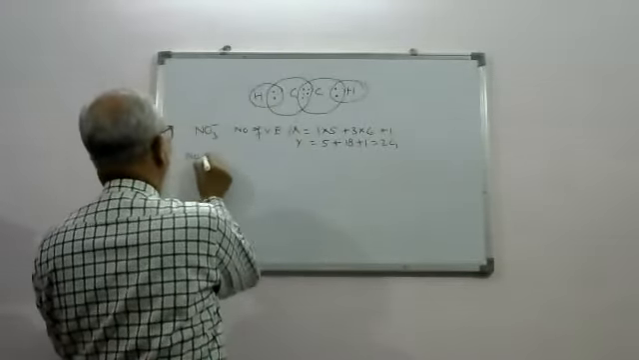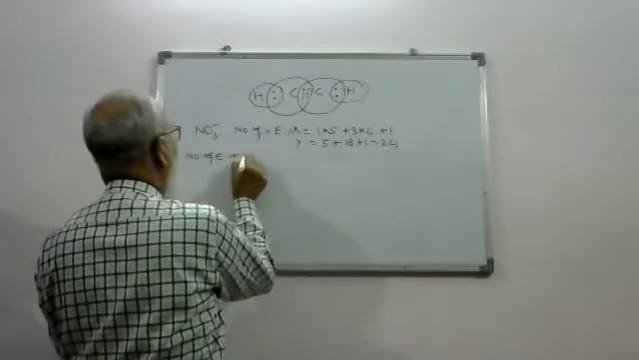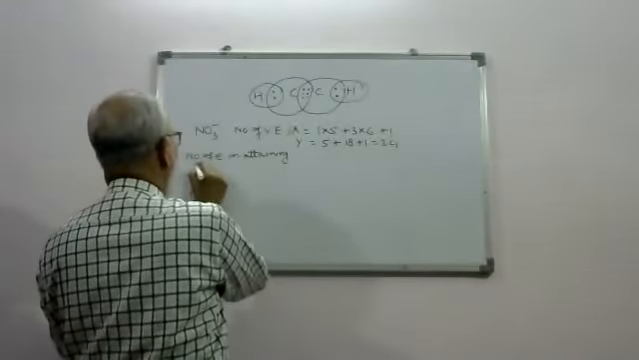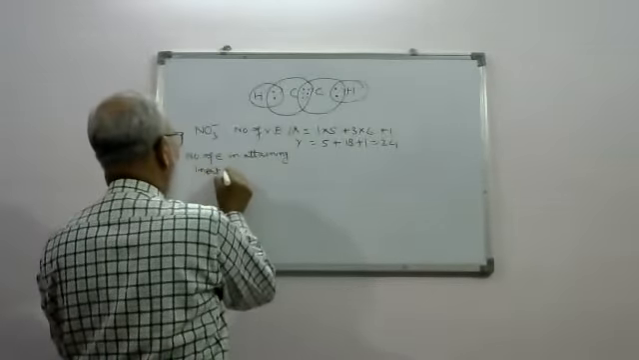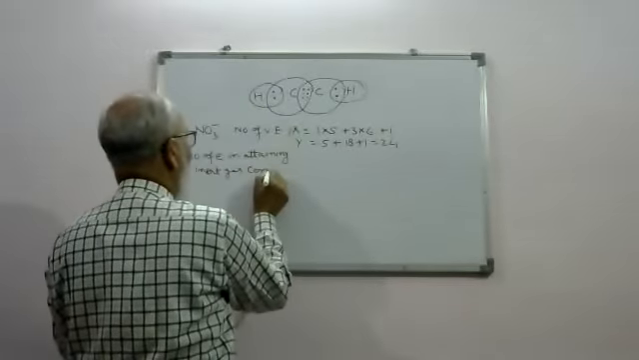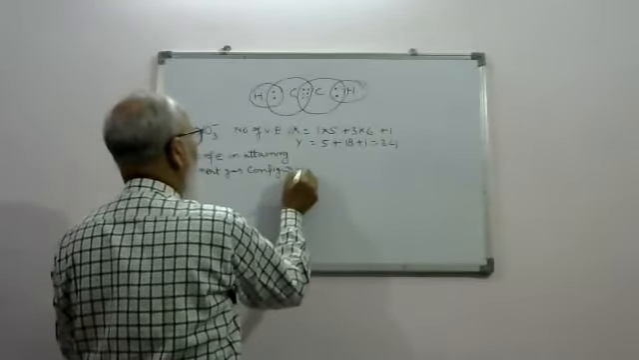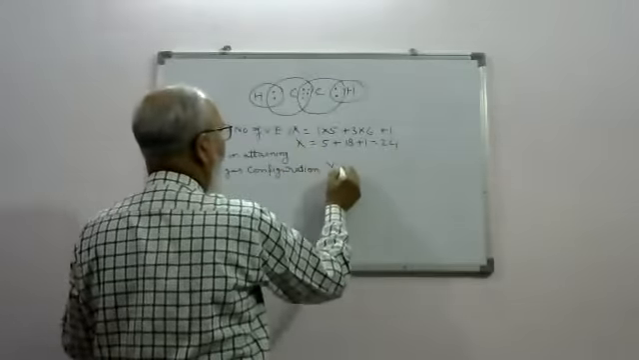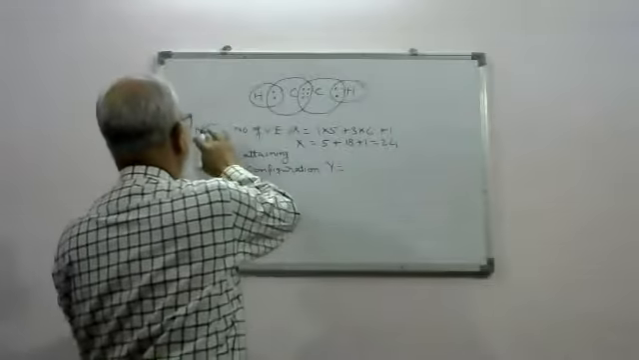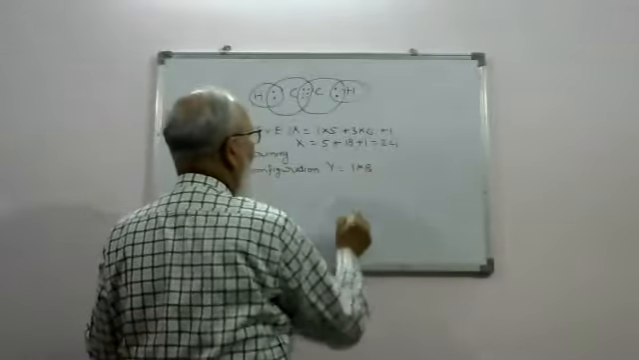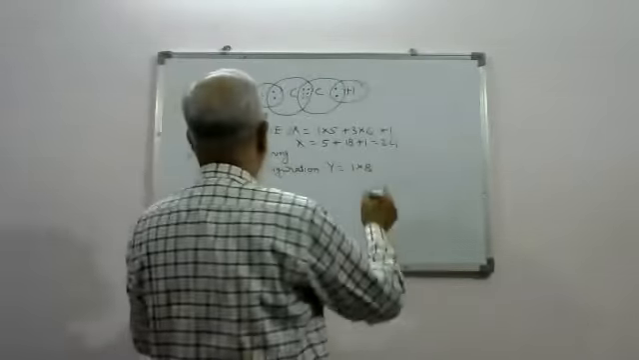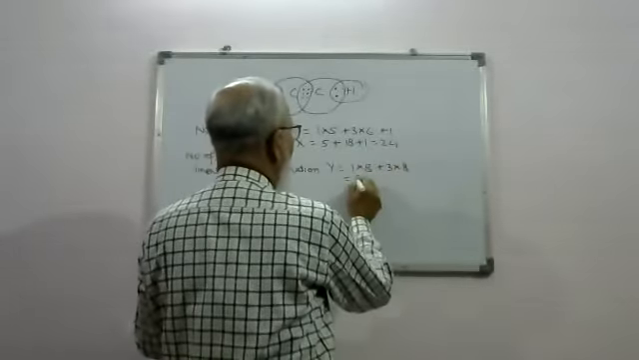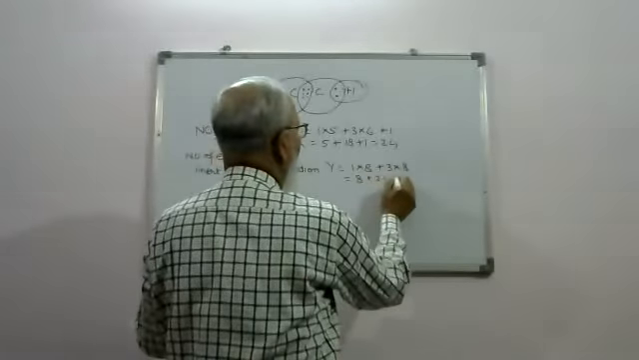Number of electrons in attaining inert gas configuration, Y, is equal to 1 into 8 for one nitrogen atom plus 3 into 8 for 3 oxygen atoms. This is equal to 8 plus 24, which is 32.